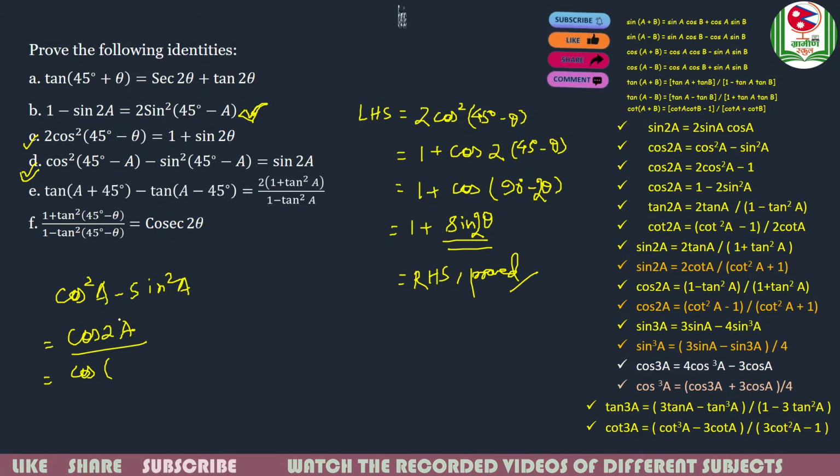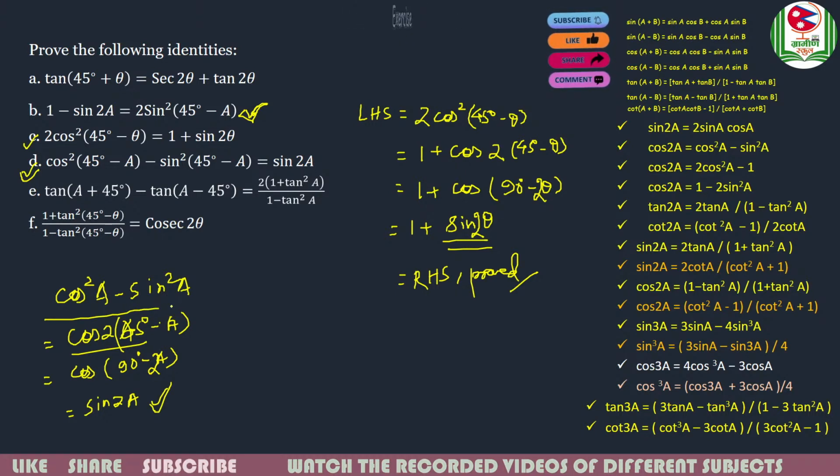So here it is 45 degree minus a. So on multiplying we will get cos (90 degree minus 2a), and this is going to be sin 2a. Okay, I have also proved this one, D.